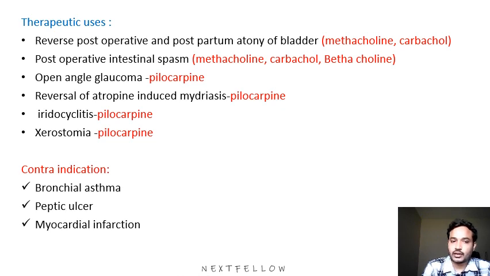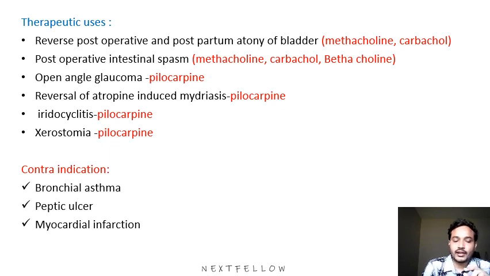Atropine causes mydriasis. When we give cholinomimetic drugs like pilocarpine, they act on the circular muscles and cause constriction. They are also beneficial in iridocyclitis. In xerostomia, they act on glands through the M3 receptor, where there are no secretions. In dry eyes, we give them to enhance glandular secretion, so there will be more lacrimation and enhancement of secretion.